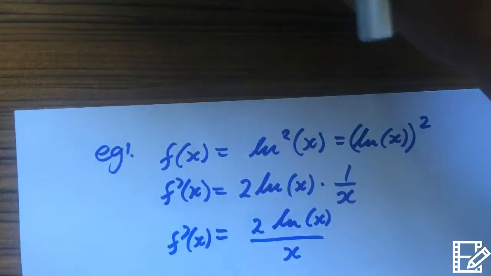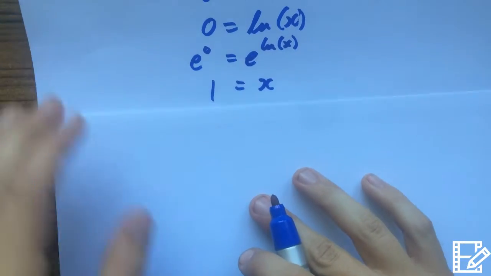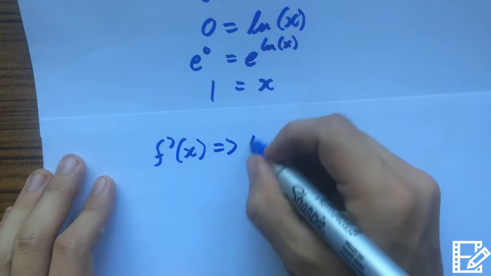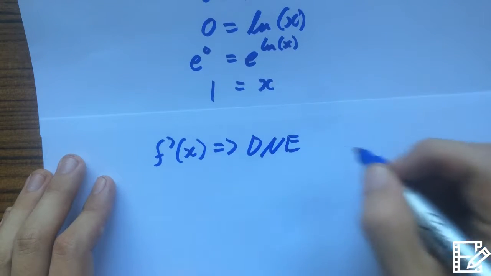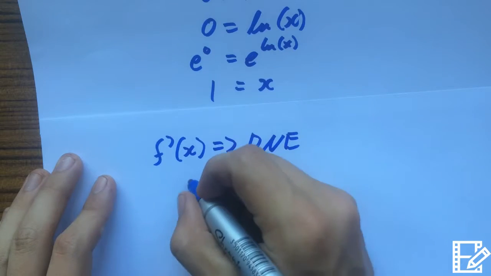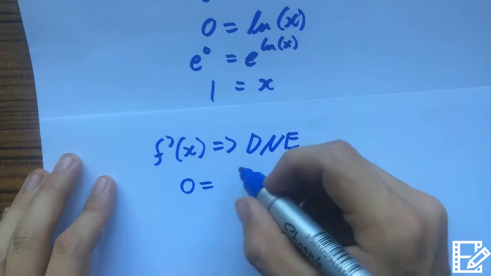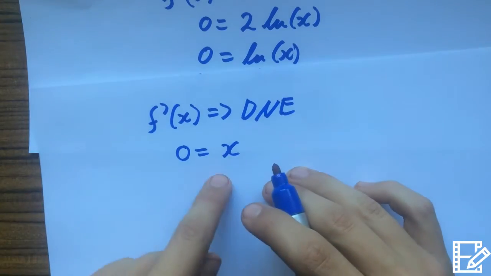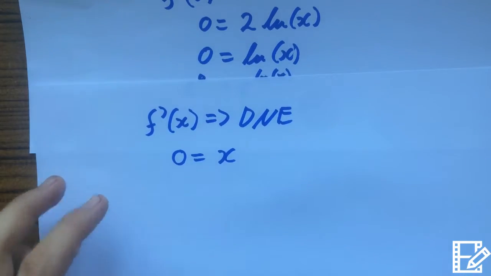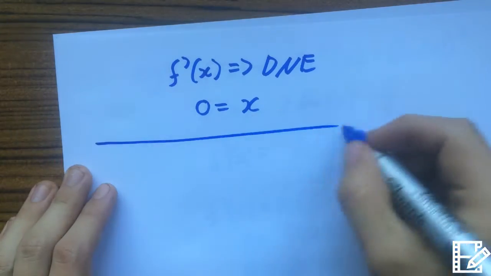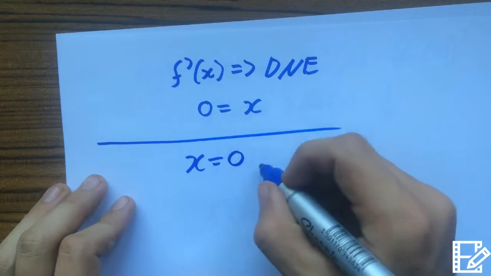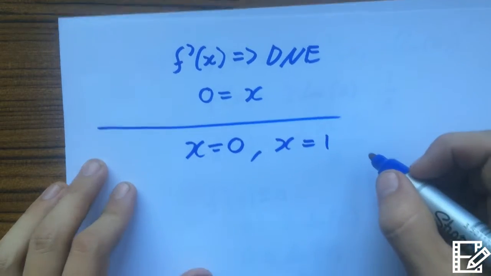Okay? Now, we set the derivative to being undefined. Does not exist. Which basically is the same as setting the bottom to 0. And the only thing on the bottom is x, therefore x is 0. Nothing to do there. Pretty easy. Okay? Therefore, our critical numbers so far are 0 and 1.